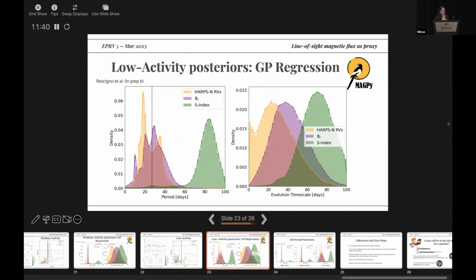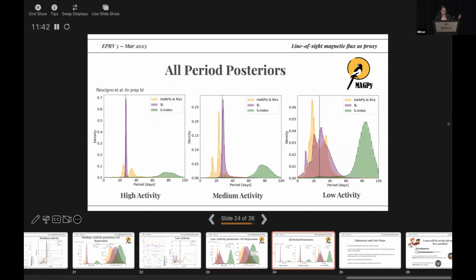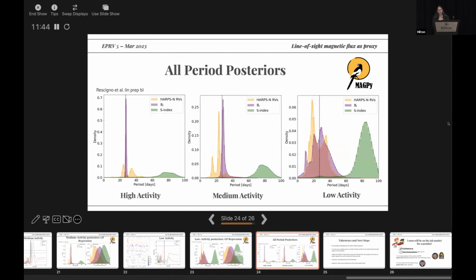So throughout all levels of activity, the magnetic flux is really the only one that can give us clear information and very well modeled information from the point of view of a single GP framework. And thanks to the magnetic flux, we can clearly see the rotation period throughout all stages of activity.